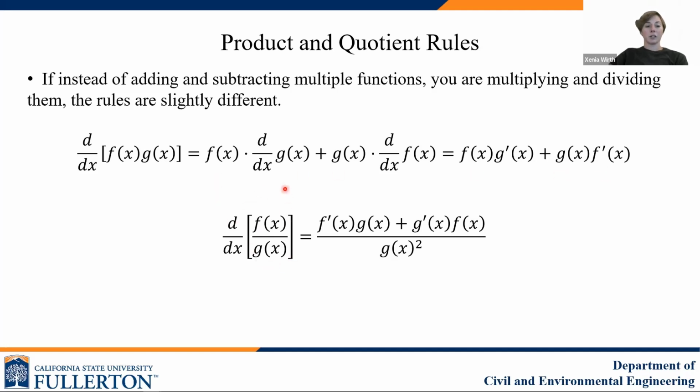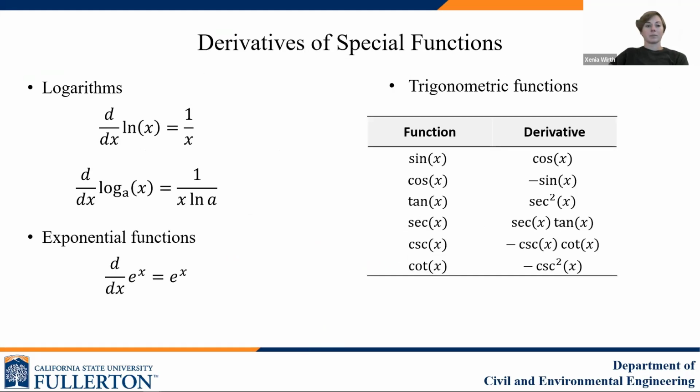If you're dividing two functions, it becomes slightly more complicated. You still have f prime g plus g prime f, like we did for the product rule, but now you divide that entire expression by g of x squared. So you square your initial function g of x and put that on the bottom.